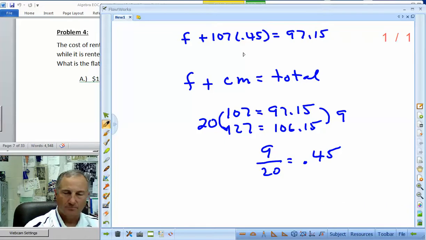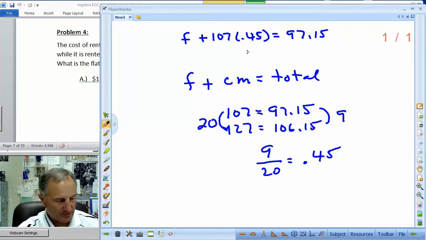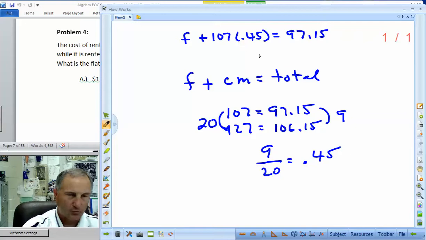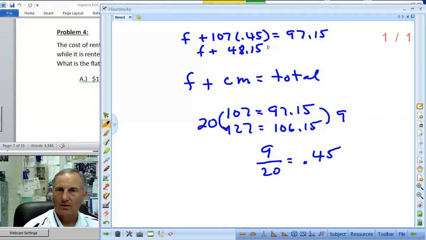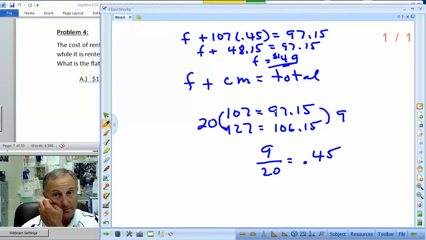Multiply this out. 107 times 0.45. $48.15. That equals $97.15. And if you subtract this over, you're going to get F equal to 49 bucks. So there's your flat fee right there.